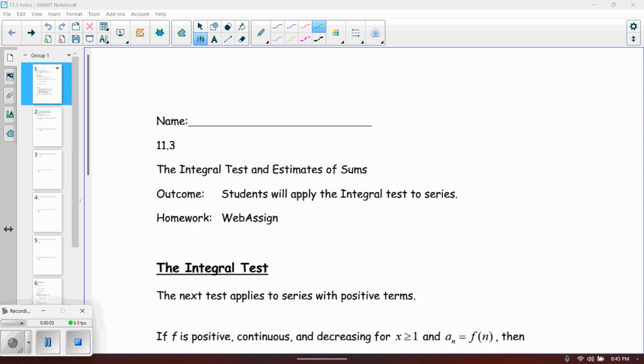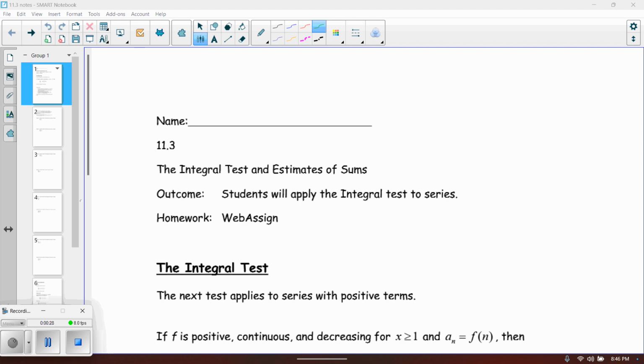Okay, so this is section 11.3. We are going to be talking about the integral test and the estimates of sums. This is going to be another test for convergence and divergence of a series. Again, the idea is we want to figure out, does the series tend to converge to a sum or does it tend to diverge because you can't find a sum?